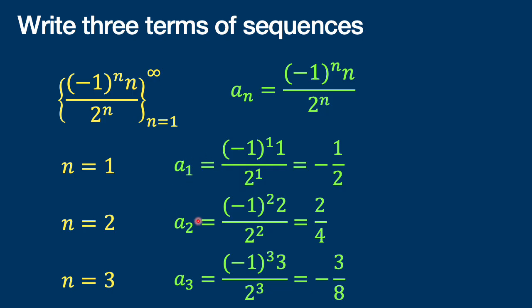Can you notice something, guys? They change the sign. The first term is negative, the second term positive, the third term negative, the fourth term positive. They alternate the sign. We call this an alternating sequence.